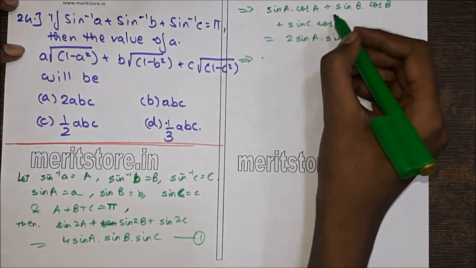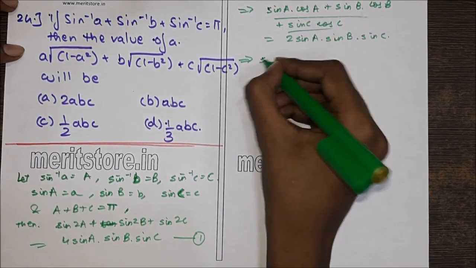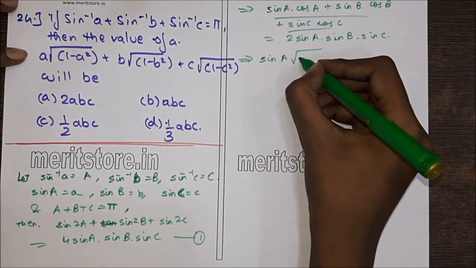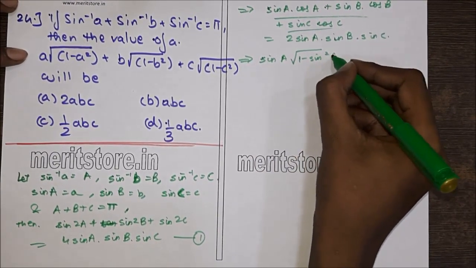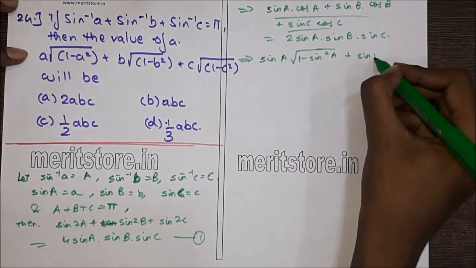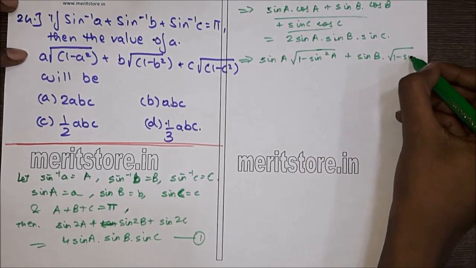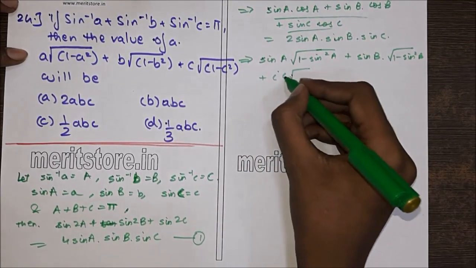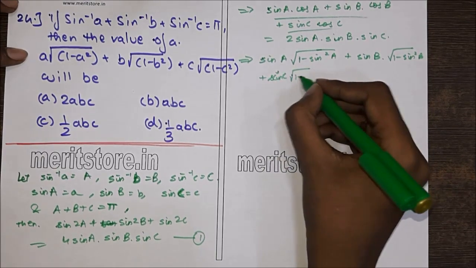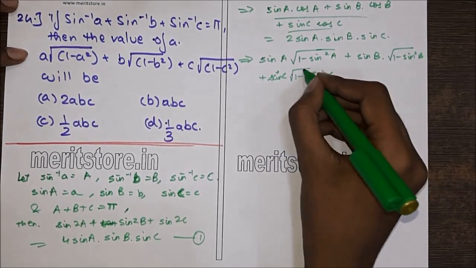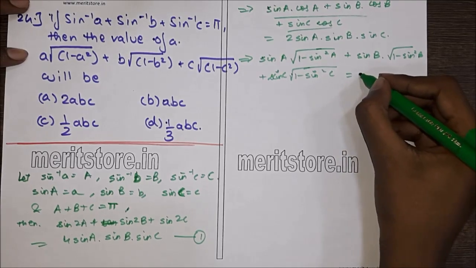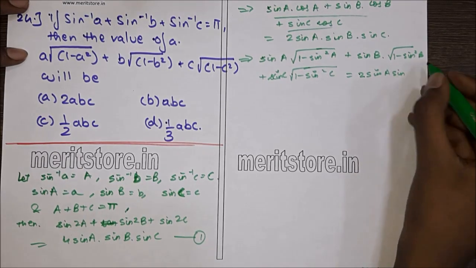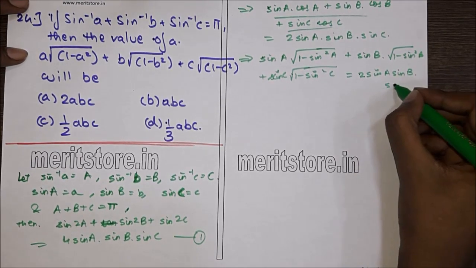So this term can be written as sin A, cos A is root of 1 minus sin square A. So sin A into root of 1 minus sin square A. Similarly, sin B into root of 1 minus sin square B plus sin C into root of 1 minus sin square C. This is equal to 2 sin A sin B into sin C.